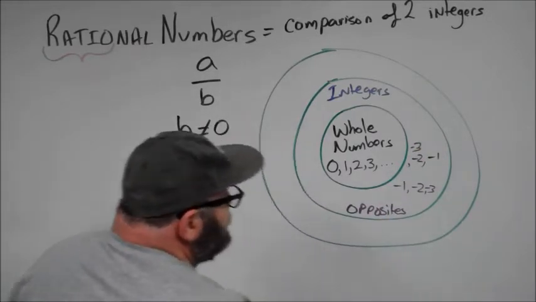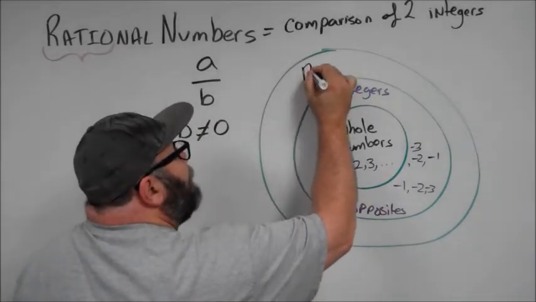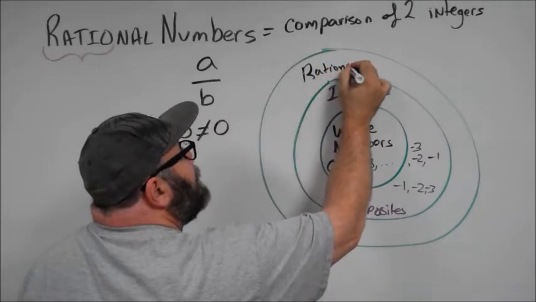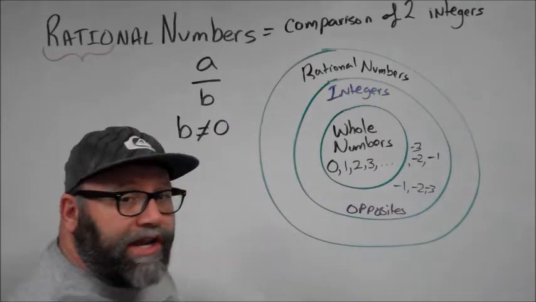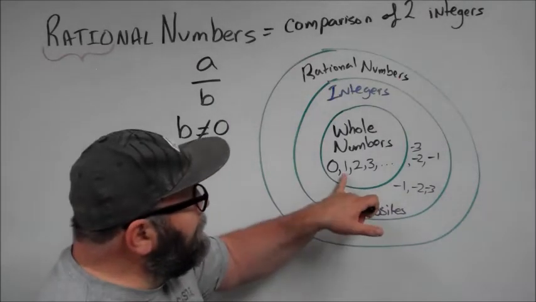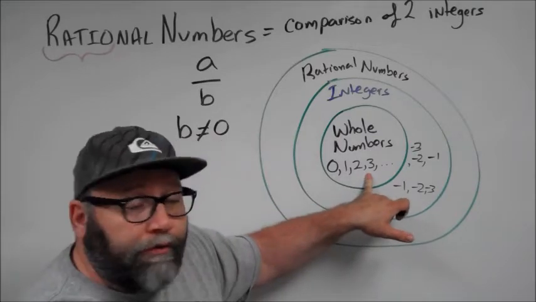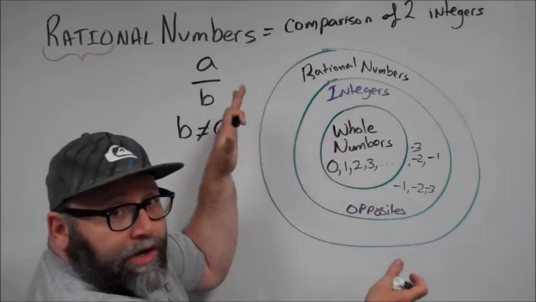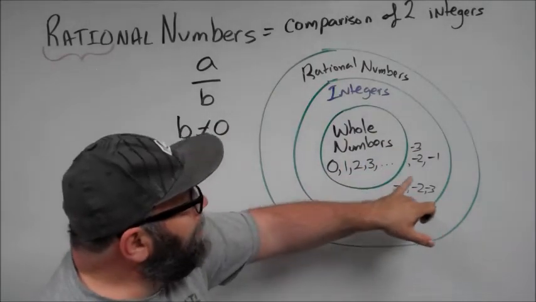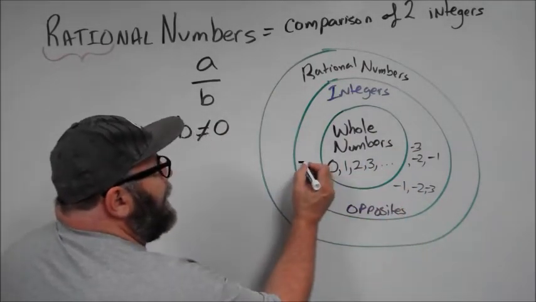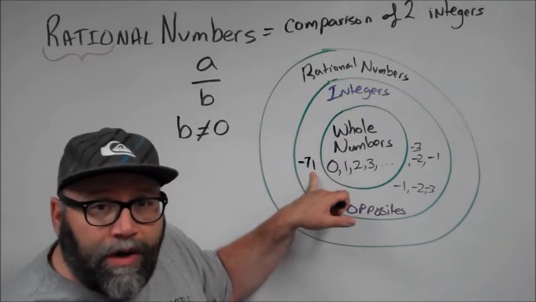Then beyond integers, we have rational numbers. Now, rational numbers are anything we can write as a fraction. Can we write 1 as a fraction? Of course, 1 over 1. Could we write 3 as a fraction? 3 over 1. That's why whole numbers are included in rational numbers, but not all rational numbers are whole numbers. How about an integer? Could we write -71 as a fraction? Of course, -71 over 1.